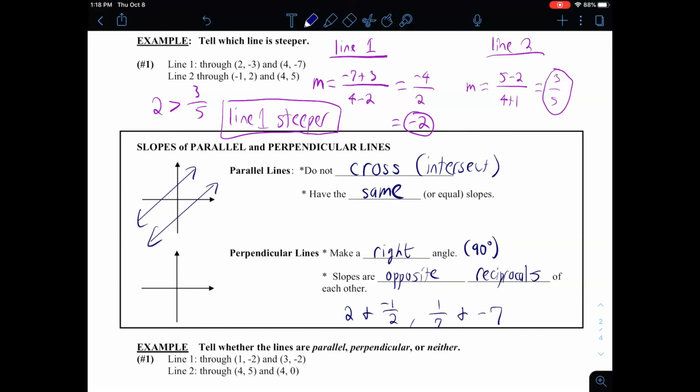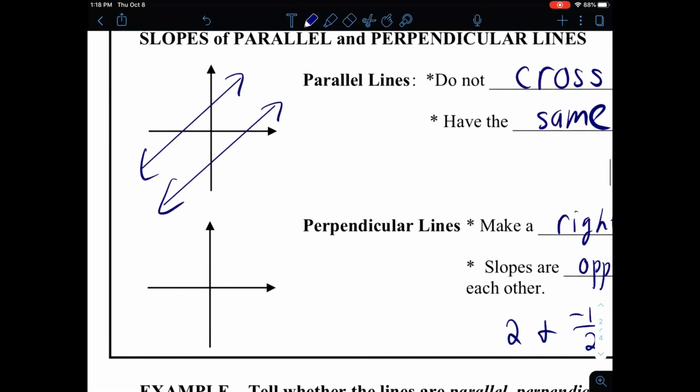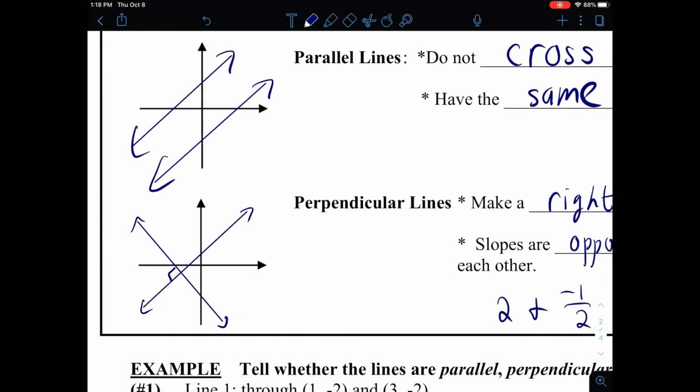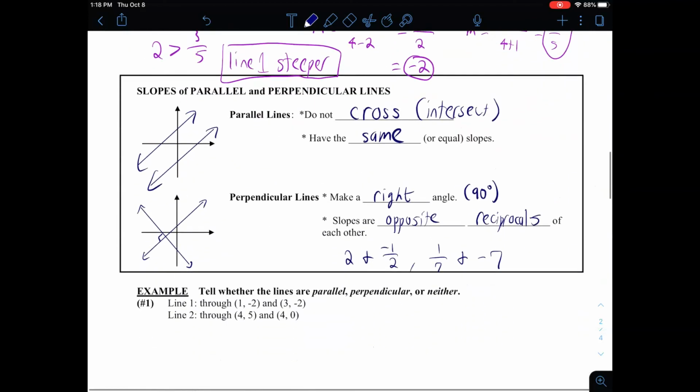They're opposite reciprocals. You flip them and change the sign, basically. 2 over 1 becomes 1/2, and you change it to negative. 1/7 becomes 7 over 1, and we change it to a negative. Okay? All right. Cool. Perpendicular lines. Let's draw those really quickly. Not perfect, but it'll work. There's some perpendicular lines.